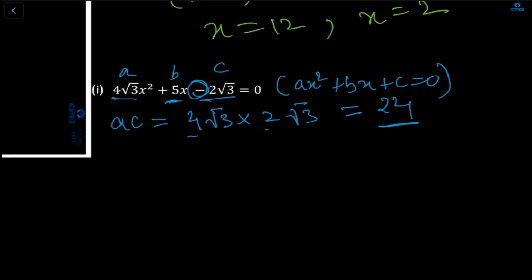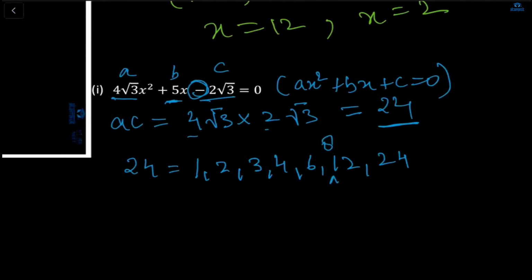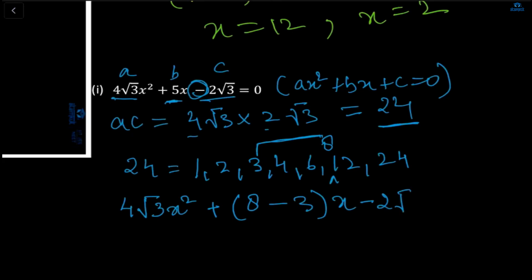Okay, so for 24, we have seen earlier the factors: it will be 1, 2, 3, 4, 6, 12 and 24. The multiplication should give you 24 and the subtraction should give you 5. So which two numbers multiply to 24 and subtract to 5? Wait, I have missed a number here. 8 is also a factor. Now if you see here, 8 and 3: 8 3s are 24 and 8 minus 3 will give you 5. Yes, so we can write here 4 root 3 x square plus 8 minus 3 x minus 2 root 3 is equal to 0.